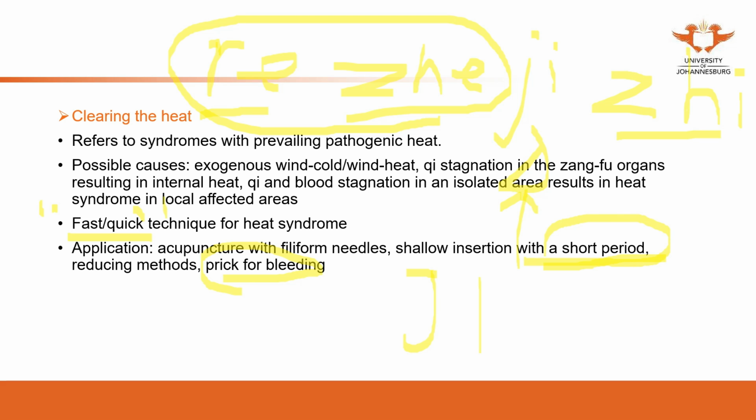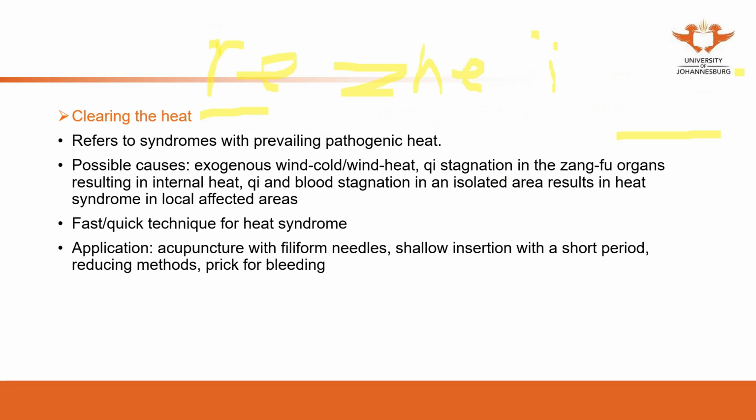We're going to have shallow insertion. We don't insert the needle too deep, not two or three cun. We only insert half a cun or even 0.3. It depends on the location. But the general principle is something quick, something shallow, with a short period. So this is clearing the heat.